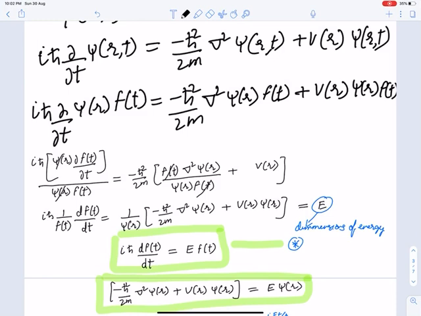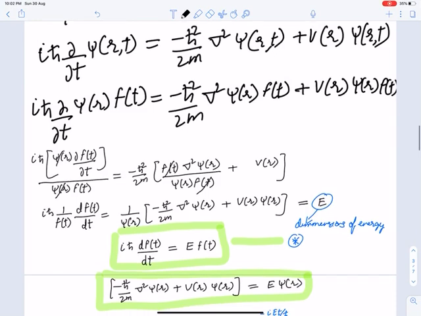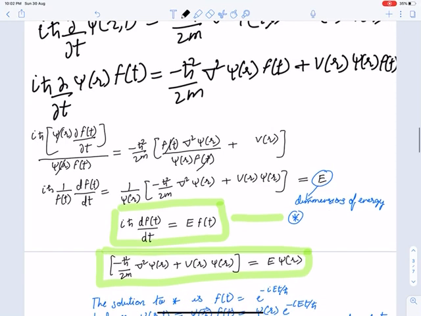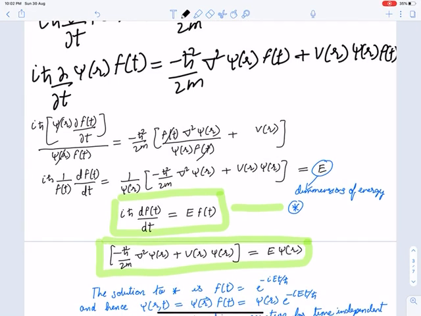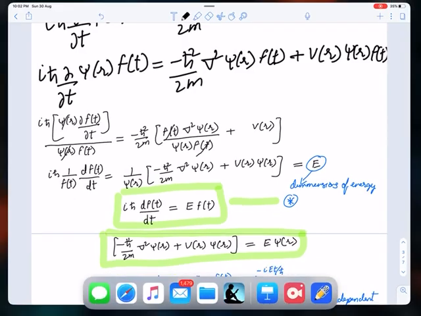This is a constant with the dimensions of energy, and from this we can write two differential equations. One, which I have highlighted with green, is the time equation, which is time dependent, and this one is a radial equation, that is only a wave function. Okay, so you have come up with two equations, one highlighted above and one highlighted with green below.